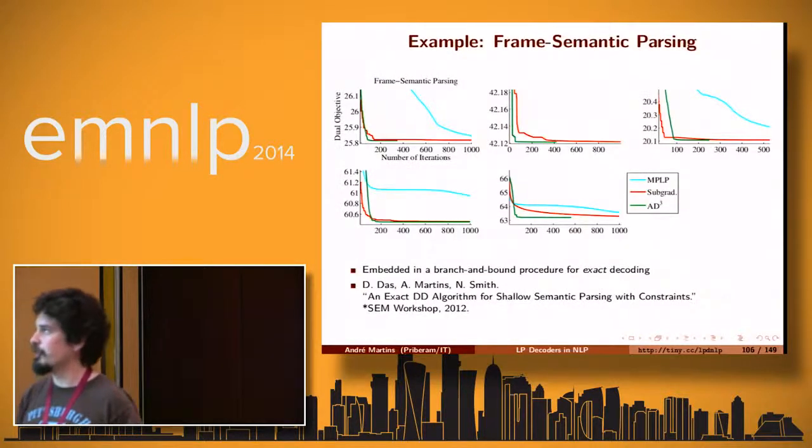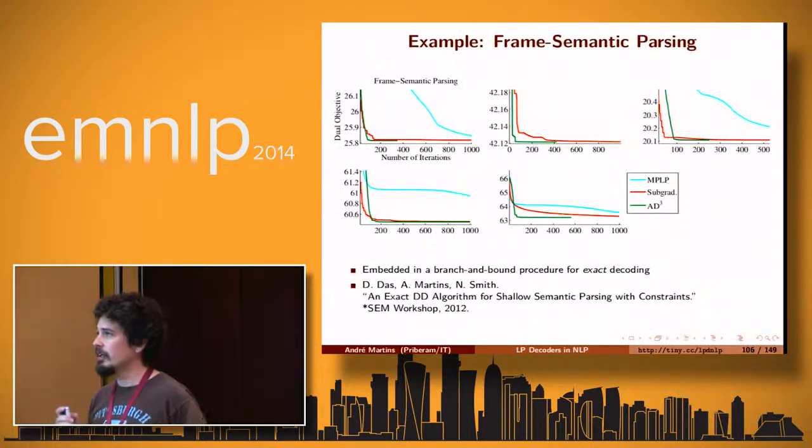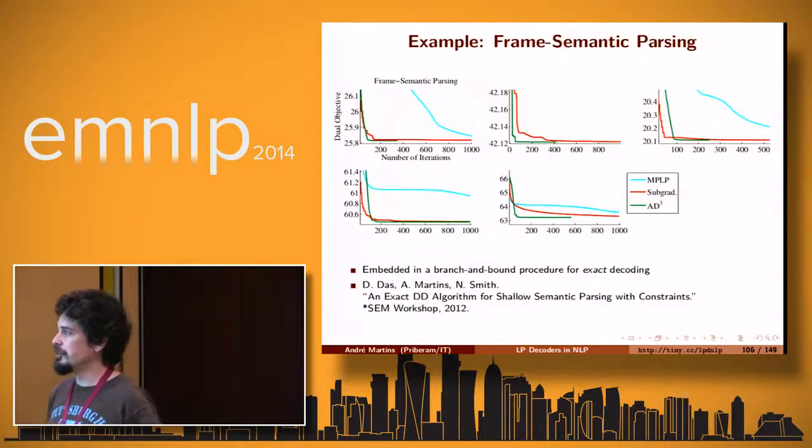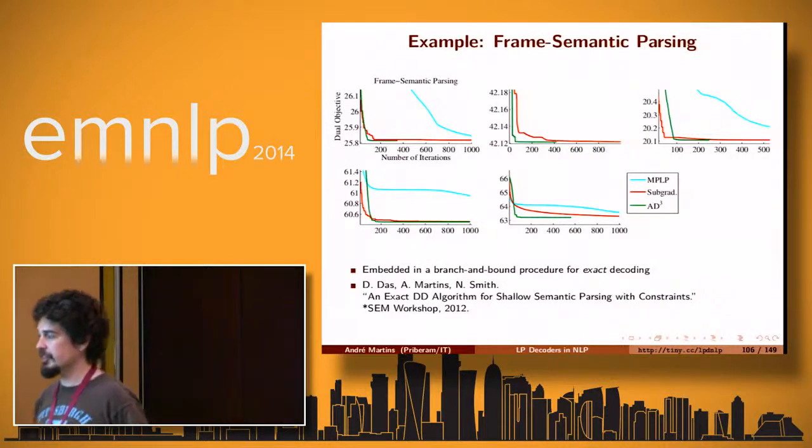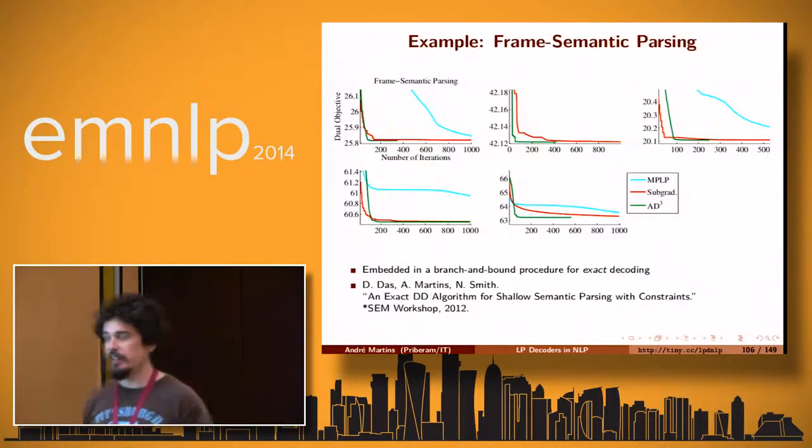For example, this one is for frame semantic parsing. And here we are comparing AD-cubed with the subgradient dual decomposition method and with MPLP. This is actually an example where dual decomposition, the subgradient method, is much better than MPLP. So this problem involves several logic factors. And one thing that I have observed in practice is that MPLP doesn't do very well if you have logic factors.